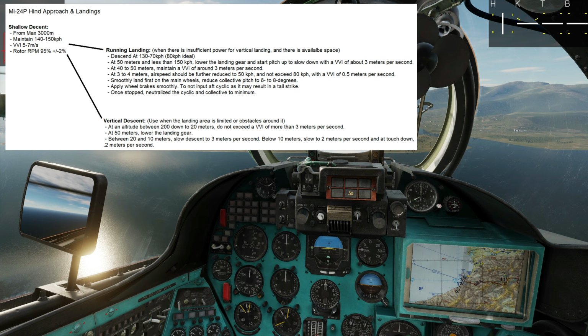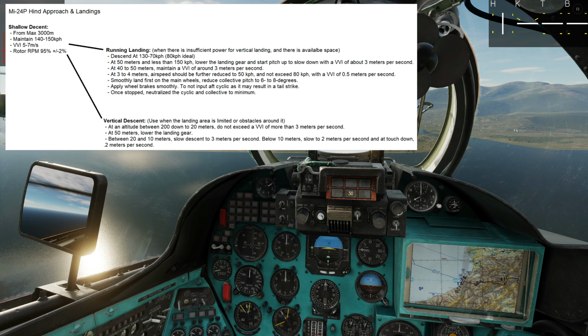This is obviously to be used where there is limited area or there are obstacles around the landing zone. In our case, we've got a tiny little pad we're going to try and land on at the threshold of Batumi. For the procedure, beginning at 200 meters down to 20 meters, do not exceed a VVI of more than 3 meters a second. That's very important because any more we risk VRS, vortex ring state, which is absolutely lethal in pretty much any helicopter.